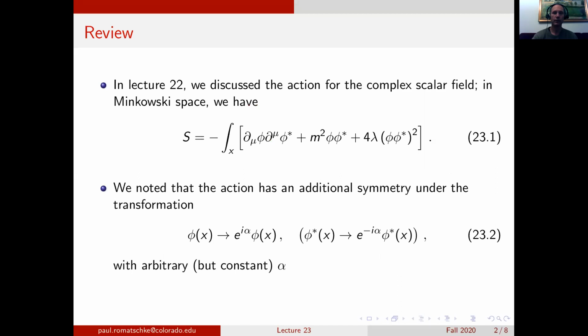We note that the action, as written in this equation here, in addition to Lorentz invariance, has an additional symmetry, namely a symmetry under the transformation where phi goes to e to the i alpha times phi, where alpha is an arbitrary real constant. In this lecture, I want to discuss some of the consequences that this symmetry has for the field theory.